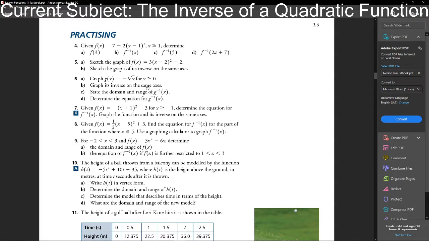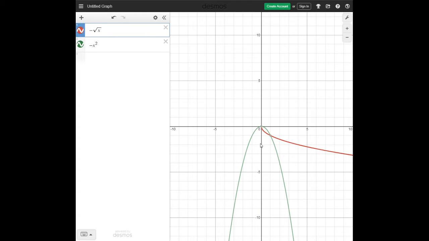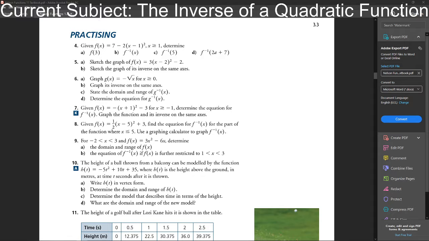Graph its inverse on the same axis. It is still half of the solution. Are you saying it's half of the solution because we're only looking at this line over here, right? Mm-hmm.